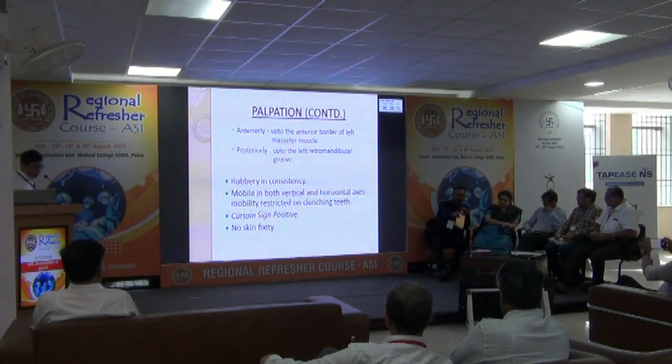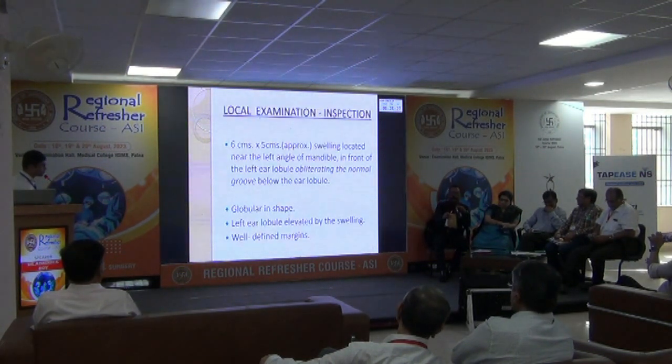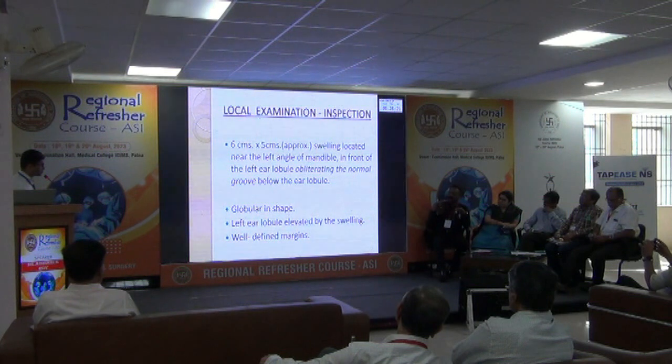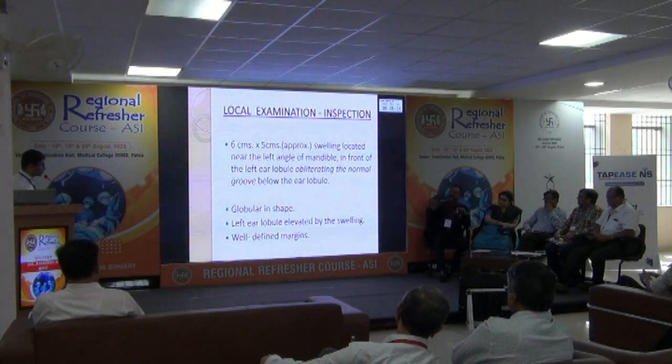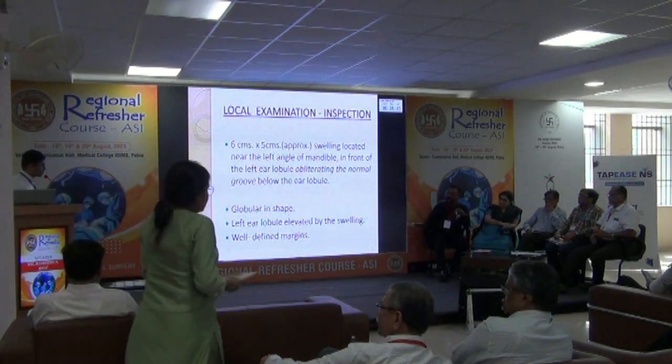And we come to the inspection part. Because you didn't describe the skin over the swelling and all. Infection inside may not be visible outside. So sometimes allergic features should be mentioned also. And about the skin over the swelling, that will be researched also.